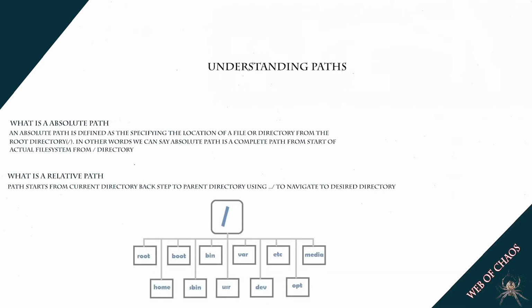In this slide, I'll be discussing paths of a Linux system. What is an absolute path? An absolute path is defined as specifying the location of a file or directory from the root directory. In other words, we can say an absolute path is a complete path from the start of the actual file system, from the / directory. What is a relative path? A relative path starts from the current directory, backstepping to the parent directory using .. to navigate to the desired directory or file.